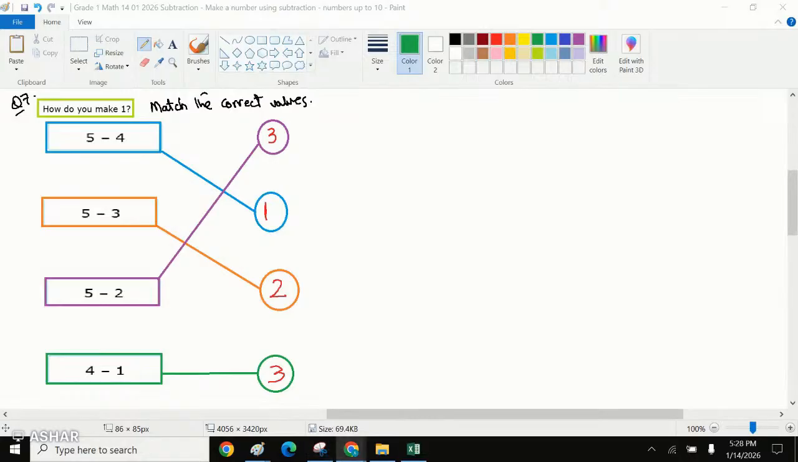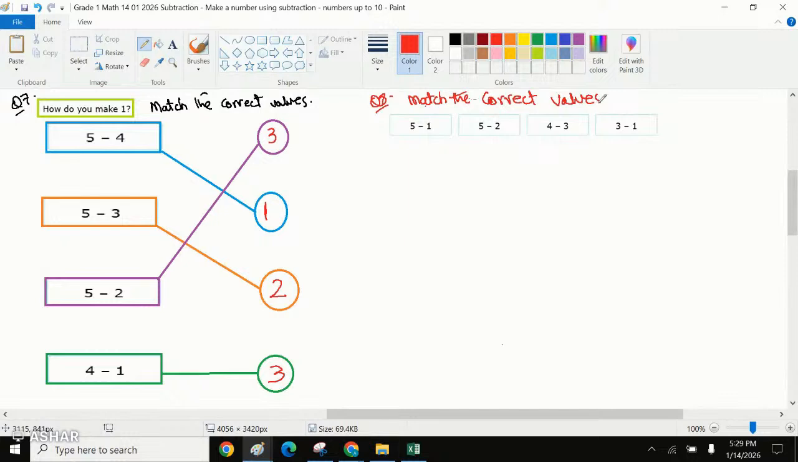match the correct answers. I'll just change this statement. I'll remove how do you make a 3, and I will just say match the correct values. In question number 8, match the correct values. So we just need to do the matching. In this case, we can bring it down just a minute so that I can realign the question.